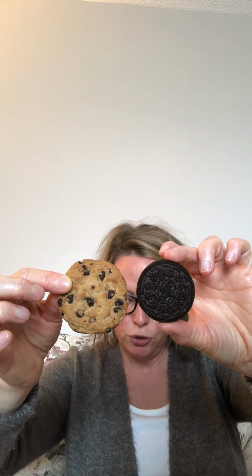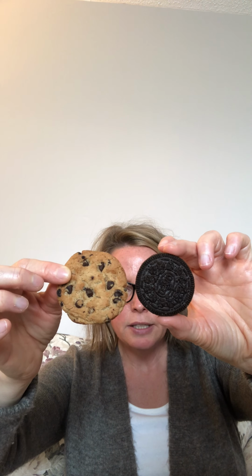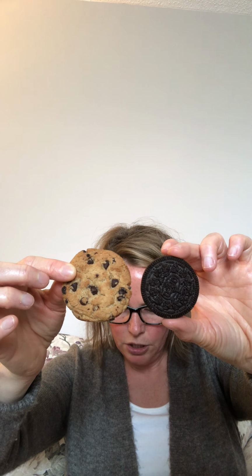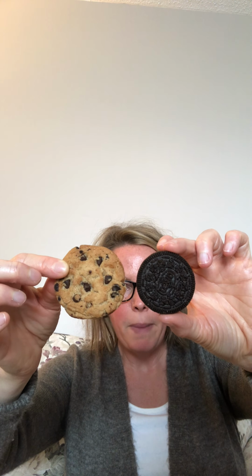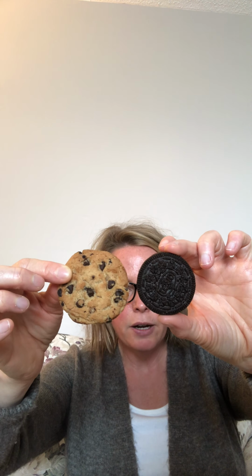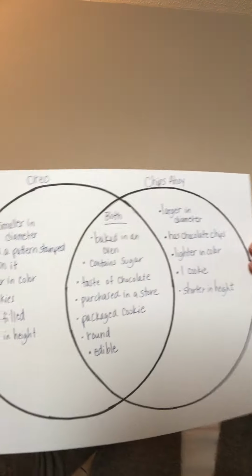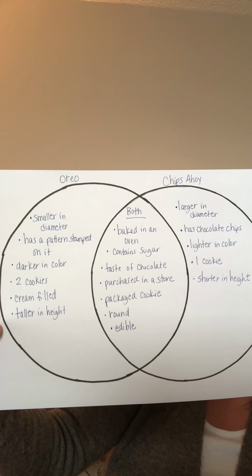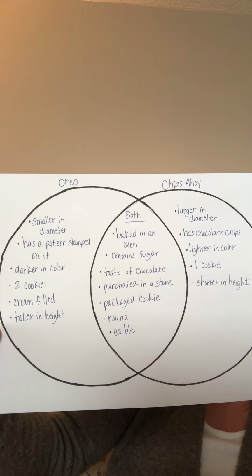They both contain sugar. You can get the taste of chocolate in both. They are both purchased in a store. They're both a packaged cookie. They're both round, and they're both edible, which means you can eat them. So in comparing them, putting them on a Venn diagram, this is what you would see. All of the things that I just read to you, you would write down in bullet points.